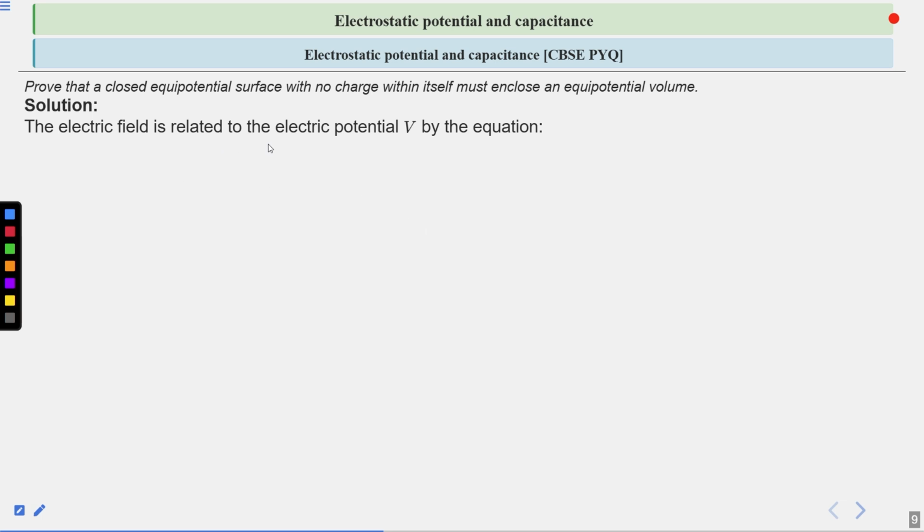The electric field is now related to the electric potential V by an equation. How? The equation is E equal to minus dV by dr. So this is the negative gradient of potential. What is gradient? This inverted delta sign is d by dr, and this operation is called the gradient. So the electric field is the negative gradient of potential.